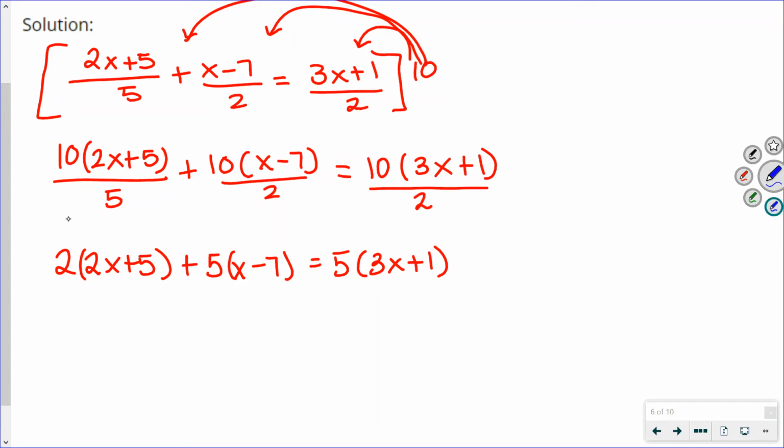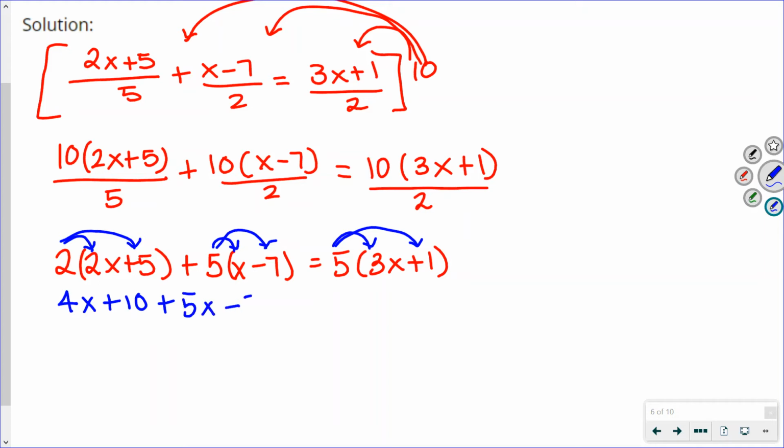So we're going to distribute our 2, our 5, and the other 5. 2 times 2x is 4x. 2 times 5 is 10. 5 times x is 5x. And 5 times negative 7 is negative 35. 5 times 3x is 15x. And 5 times 1 is 5.